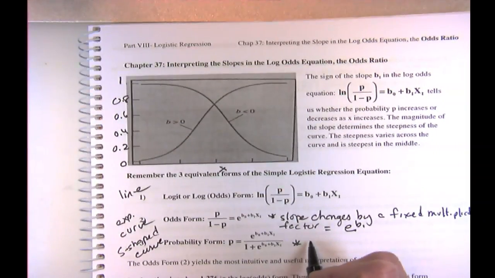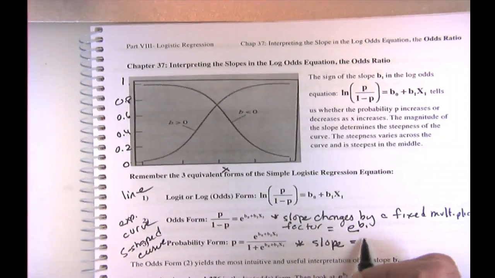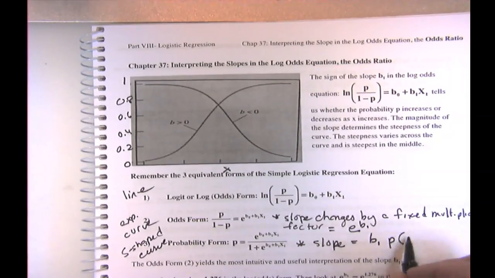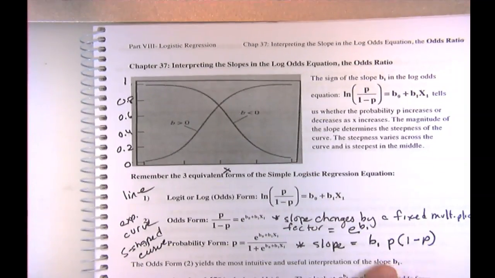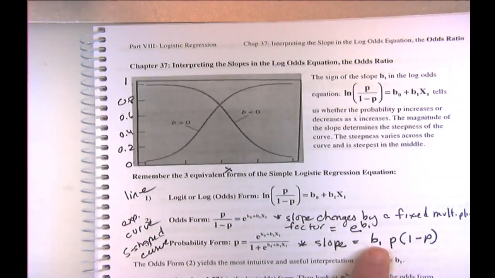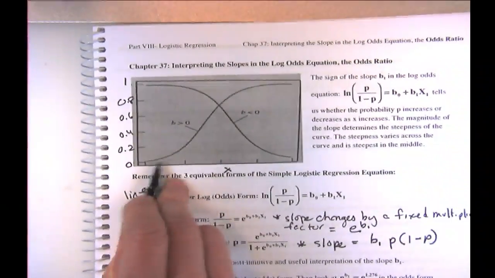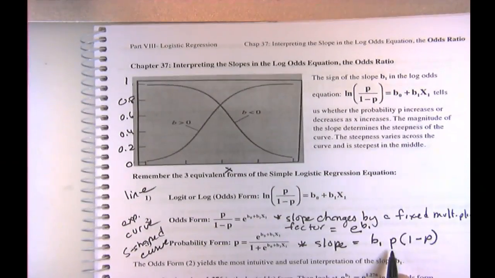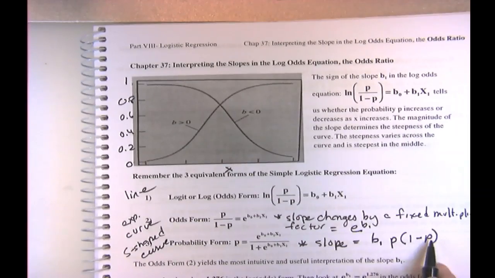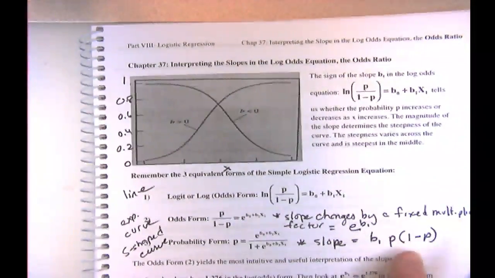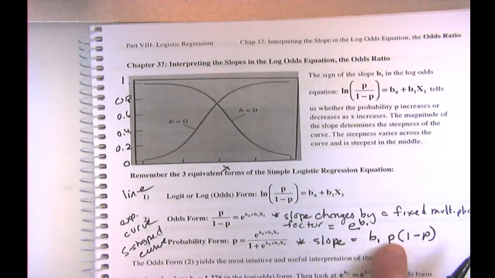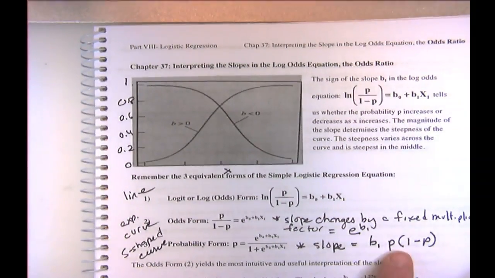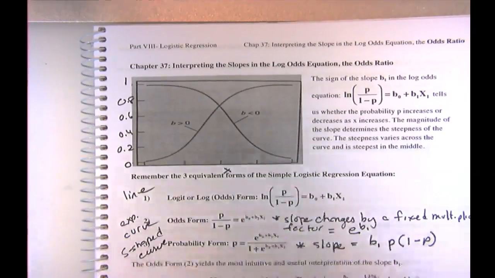So here, in fact, the slope is going to be beta 1 times p times 1 minus p. You don't need to really know this, but when p is 0, it's almost a 0 slope down here. And when p is 1, it's 1 times 1 minus 1, so again it's about 0. But in the middle, when you have a 50-50, it's maximized right here in the middle. P times 1 minus P is maximized right in the middle.